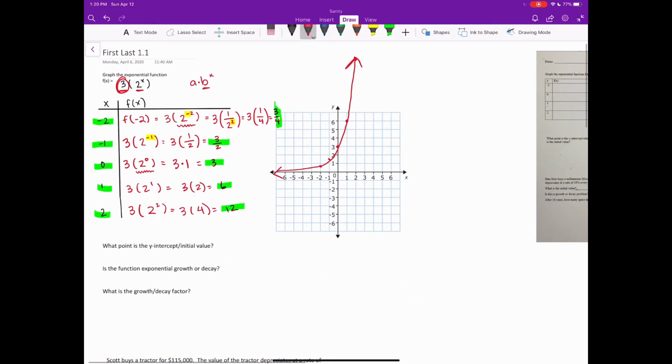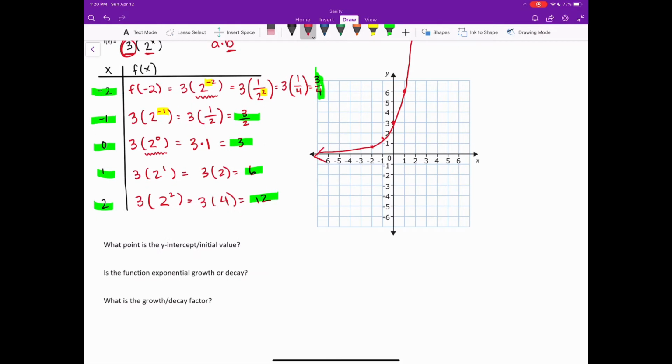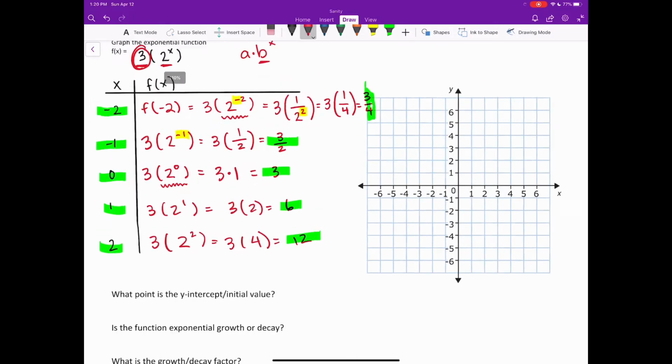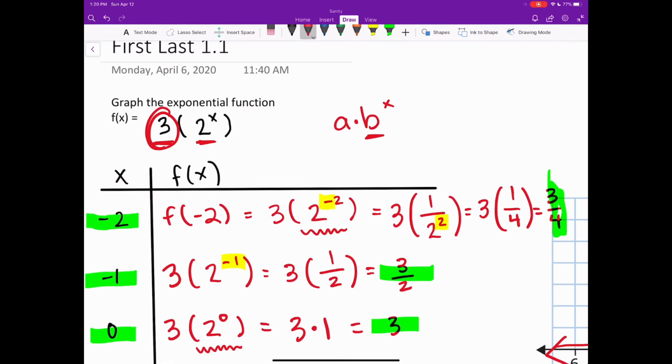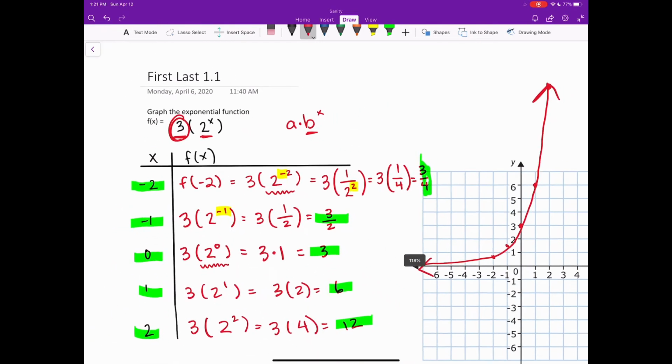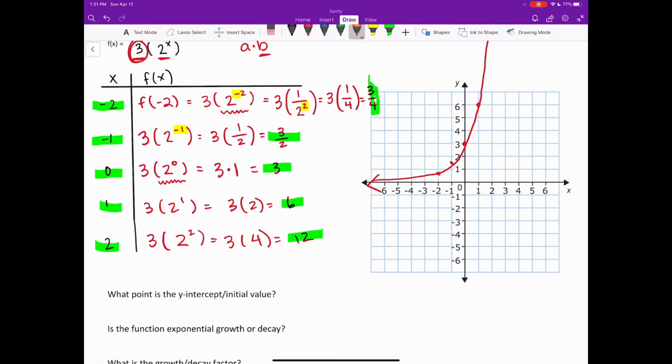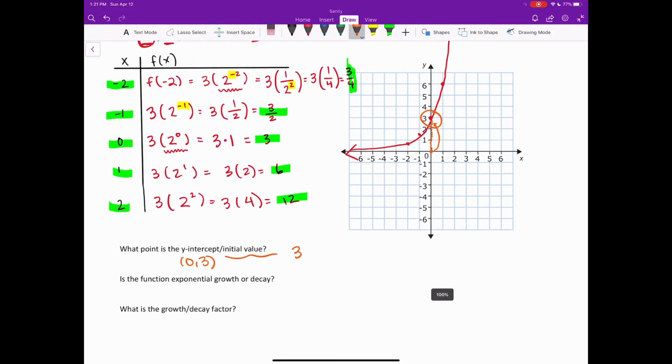And then we have some questions below that are going to ask us. Again, these are the same type of questions that are on that worksheet, all right? So it's just stepping you through this stuff. What point is the y-intercept / initial value? Well, again, we can kind of get that from our formula. It's got to be that 3, and I know that my initial value is wherever x equals 0, and I know x equals 0 right here, and if I follow that point up, it's at 0, 3. So my y-intercept is at 0, 3. My initial value here is just 3.